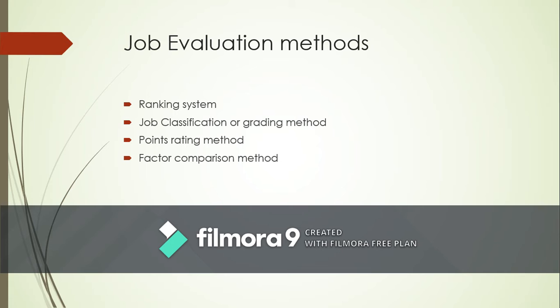The first one is the ranking method. The ranking method is a type of non-analytical method. It is the simplest and most inexpensive, that is cheap, job evaluation method, wherein jobs are ranked from highest to lowest based on their importance in the organization. In this method, the overall job is compared with other jobs, and a rank is given based on its content and the complexity of performing it. The job is not broken into factors and an overall analysis is done. The main advantage of the ranking method is that it is very easy to understand and least expensive.